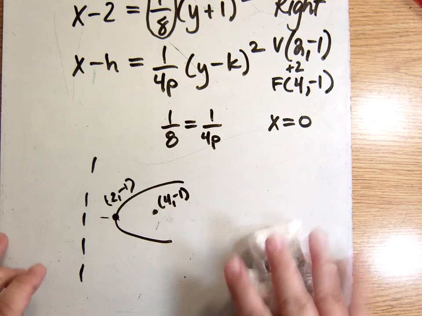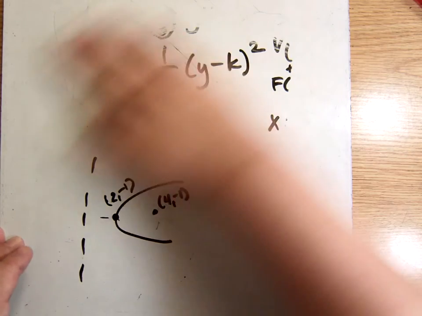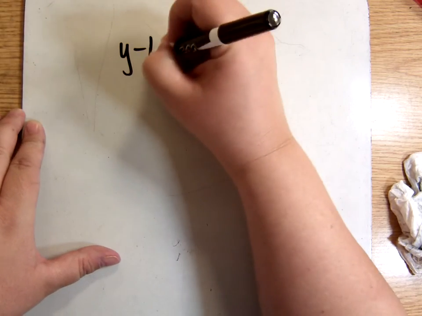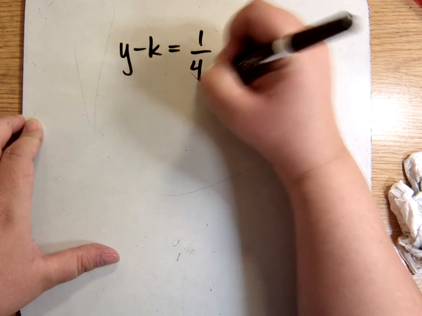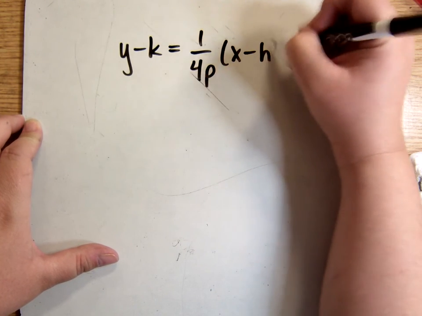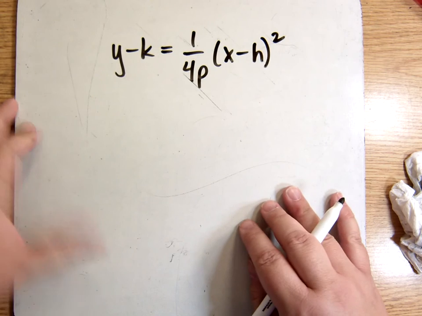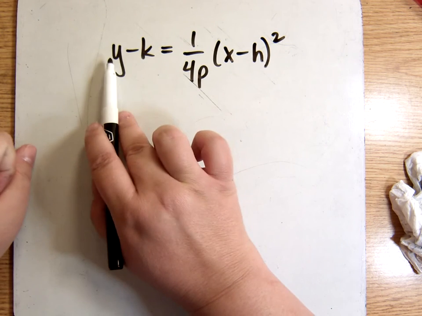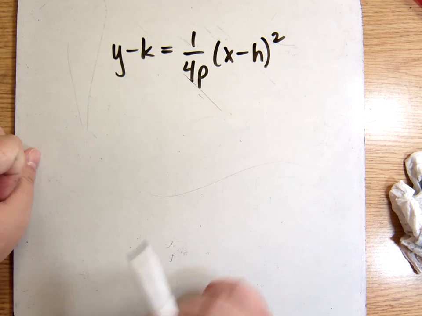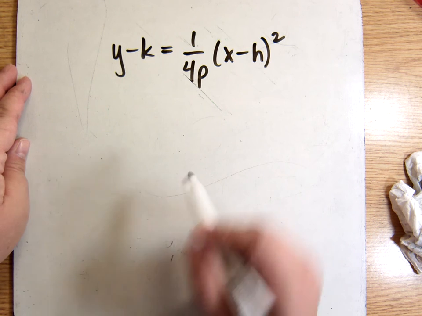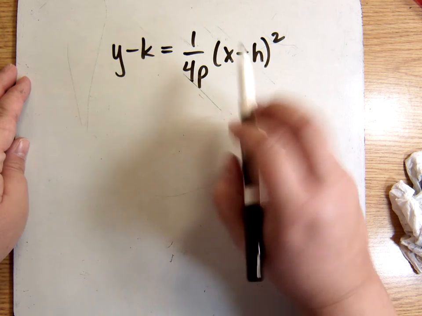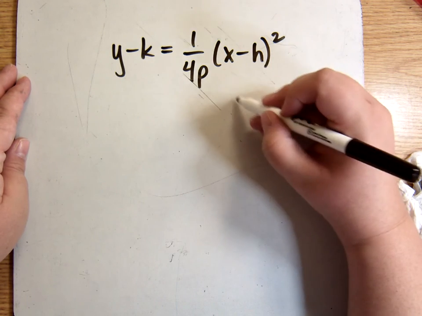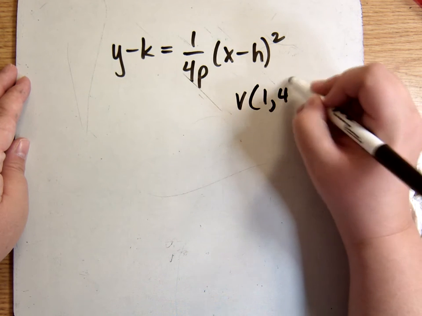All right, example 6. It says, find the vertex, focus, and directrix for, and it gives me one that clearly opens up and down because it's in this form. Don't forget that when the x and the y swap, so do the h and the k. K always stays with y, h always stays with x. So in this case, my k is 4 and my h is 1, so my vertex is (1, 4).